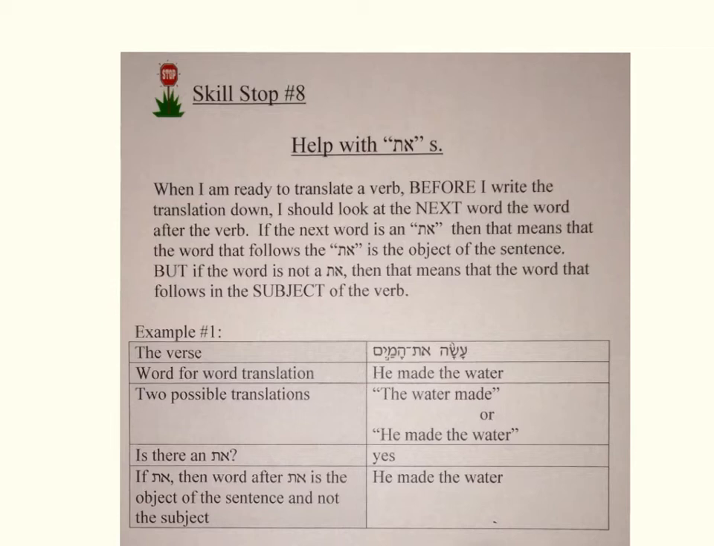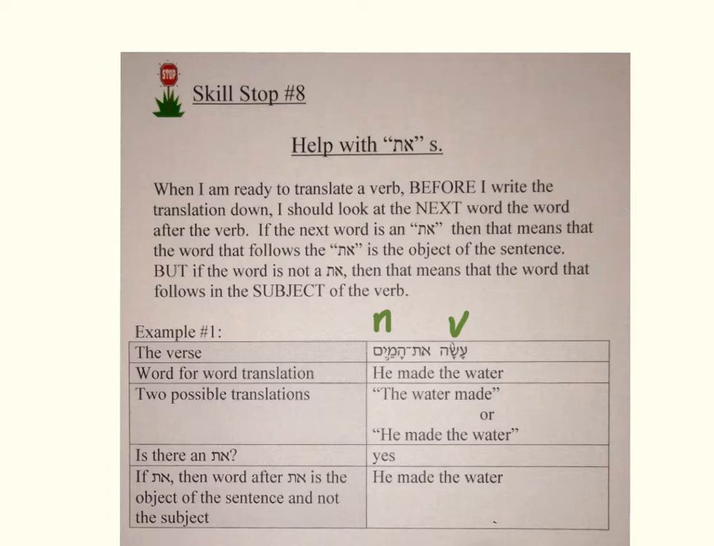So the verse that we're looking at is Asa et hamayim. Now if we were to just break it down word for word, Asa is the male form of the verb to do, or to make. Hamayim, we know, is the water. So if we were to translate this literally, we have "made and the water." So did the water make something, or did someone make the water? That's what's unclear about this.